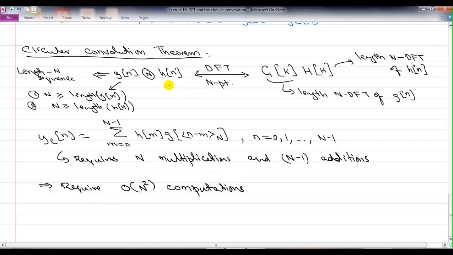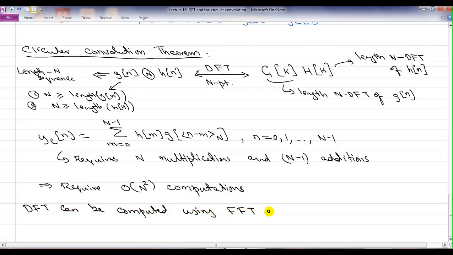But what the circular convolution theorem tells us is that we can compute circular convolution using the DFT and inverse DFT. Now why is that an interesting thing to do? The reason is because the DFT, unlike circular convolution, can be computed using the fast Fourier transform or FFT algorithm. And what do we know about FFT algorithms? That they can be solved in order n log n computational steps.